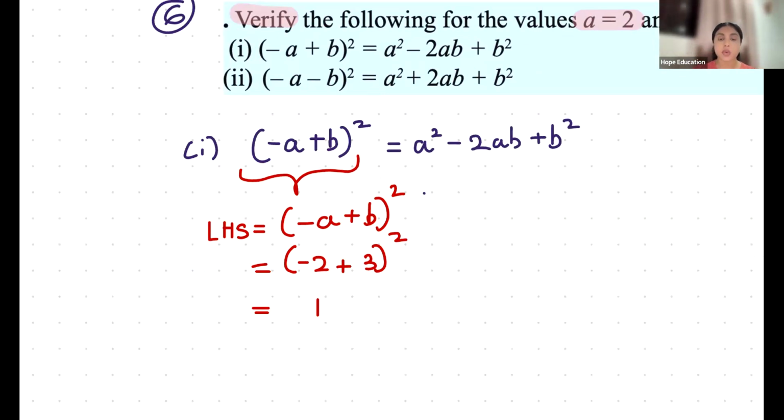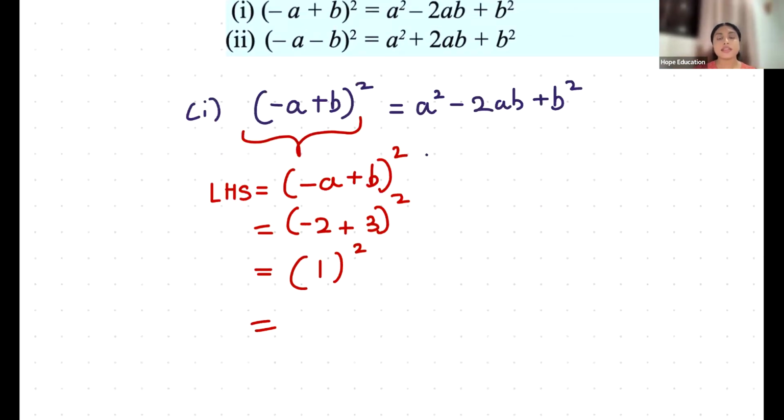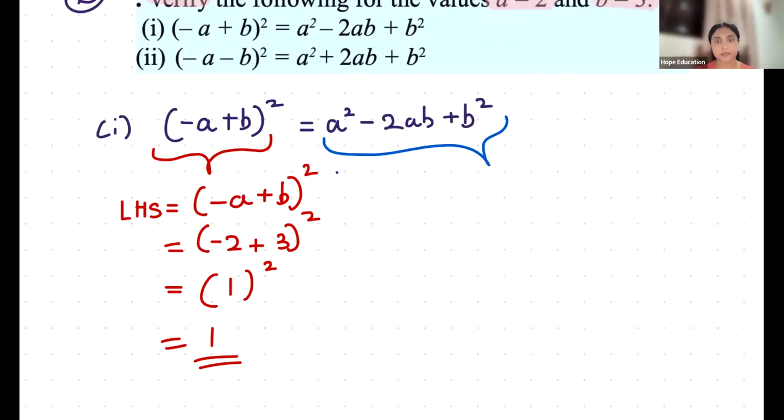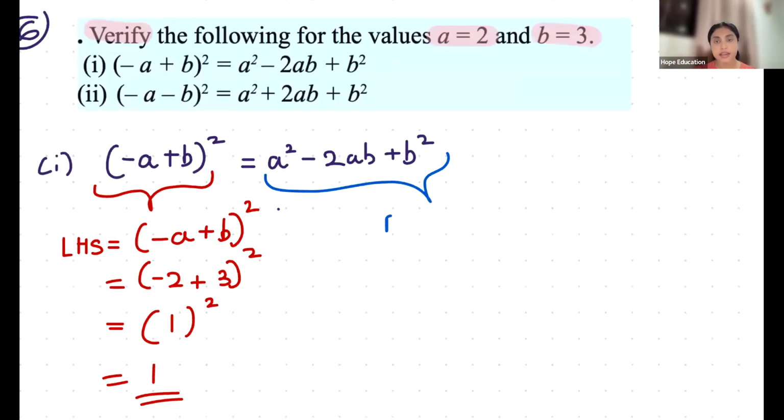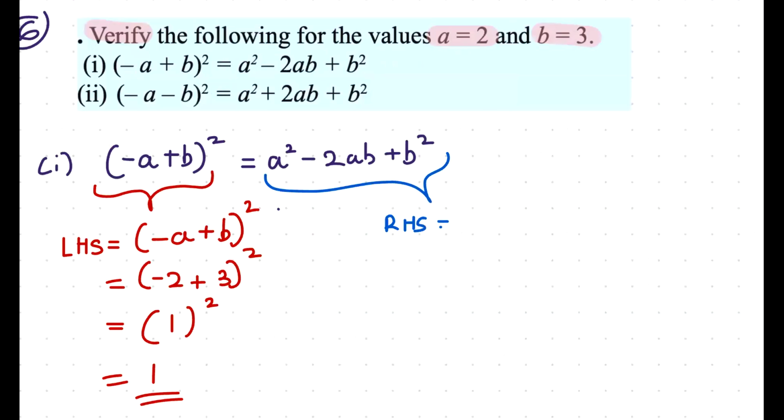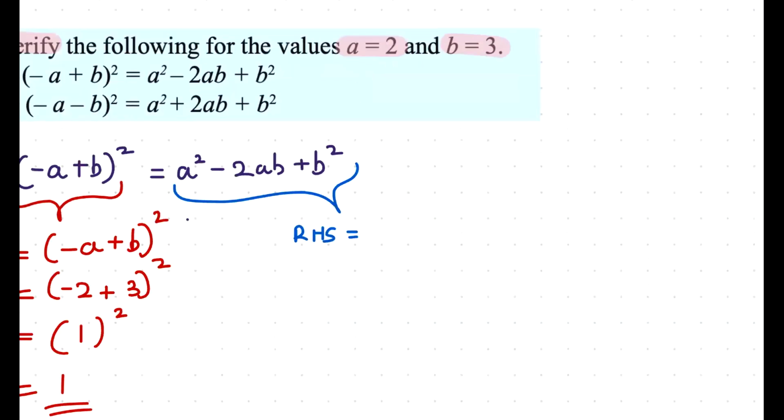So 1, and the square is there. Yes, 1. So 1 squared means 1 times 1, the answer I also get as 1. So the left hand side, when I simplify, I get 1. I will check the right hand side. Right hand side, RHS.